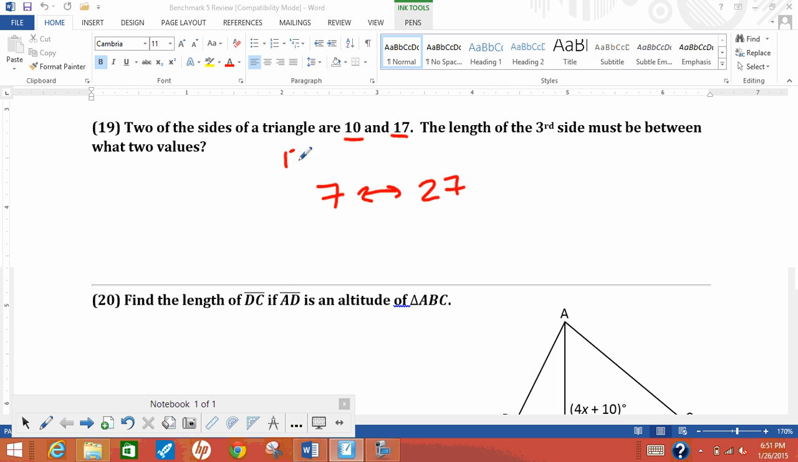And to make sure you get credit, you should show some work. It also helps you remember what you did. The proper way to write this at the end would be something like that. Our third side, we'll call x, is greater than 7, less than 27.